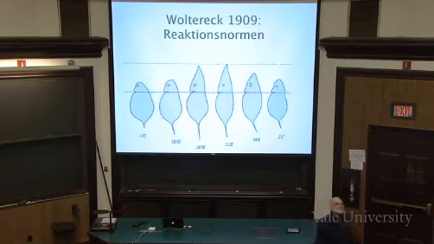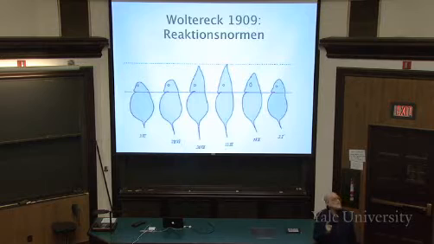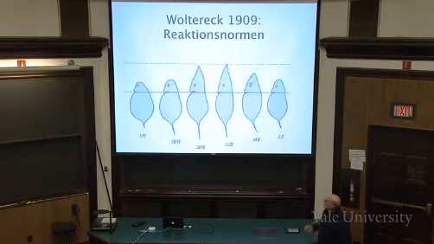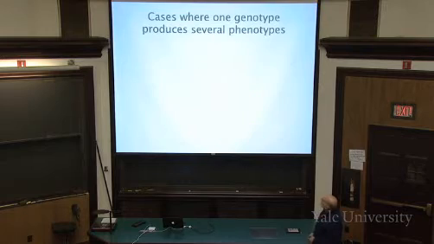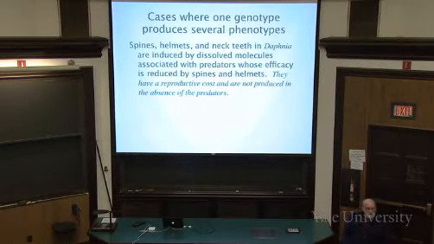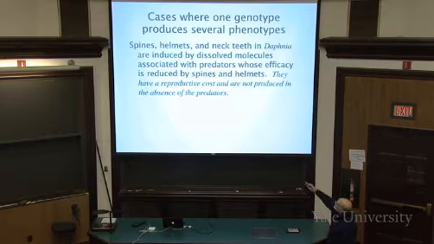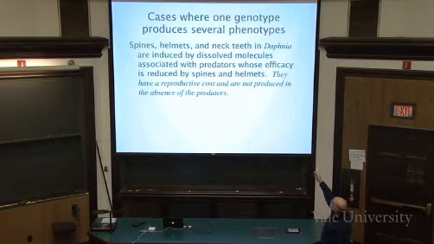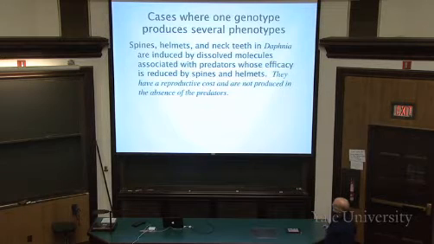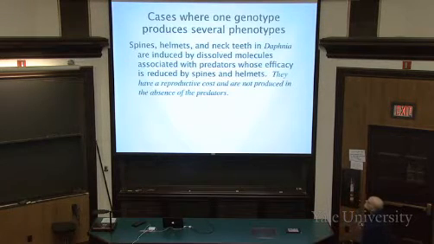So what you're looking at is a series of different phenotypes that are all produced by the same genotype, the genotypes being copied exactly, and in the middle of the summer they are producing these helmets and spines. There are a number of cases that are pretty well studied where this happens. There are spines, helmets, and neck teeth in these water fleas, which are called Daphnia, and they are induced by dissolved molecules that are associated with predators.